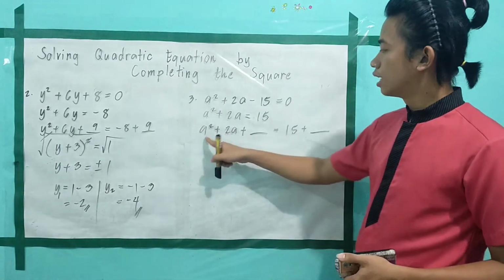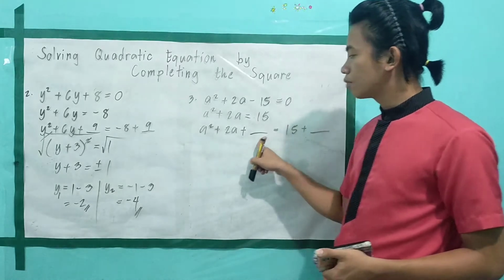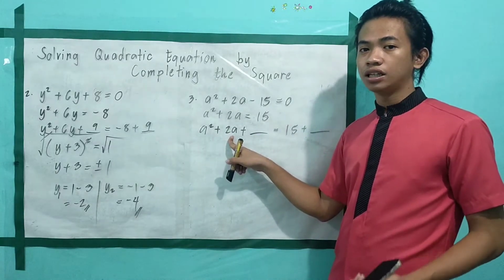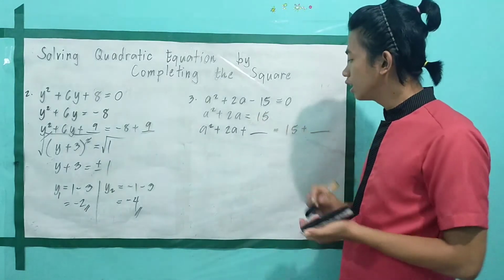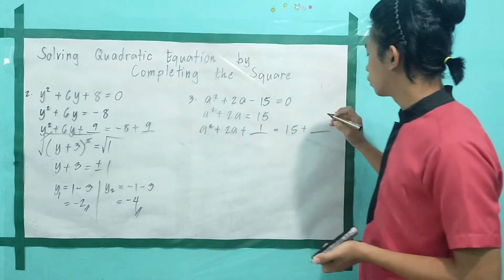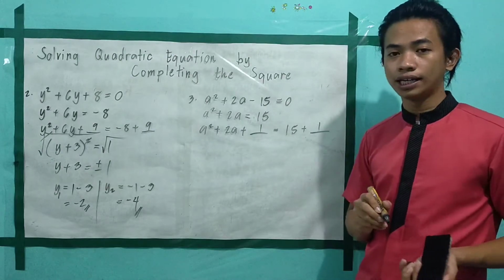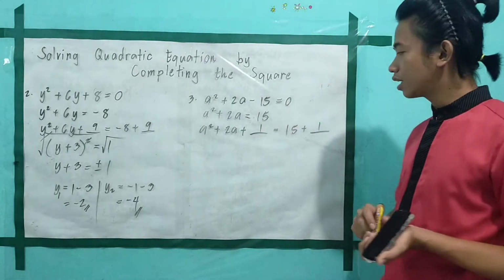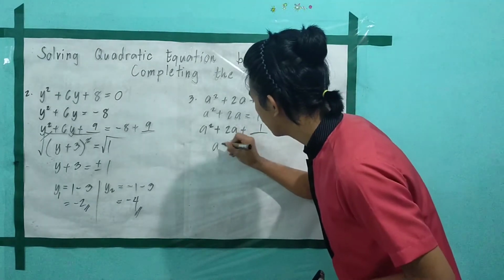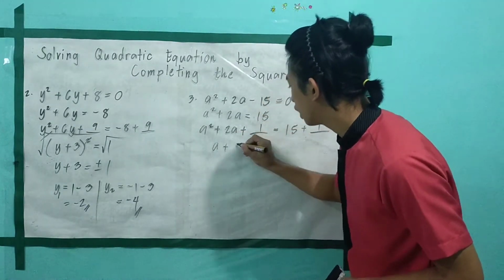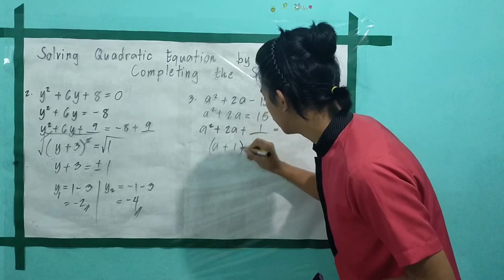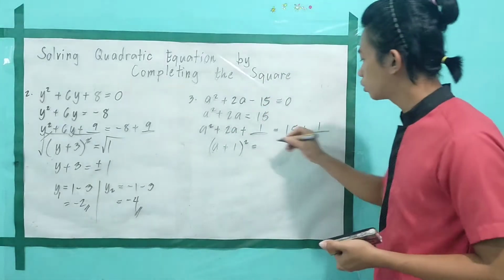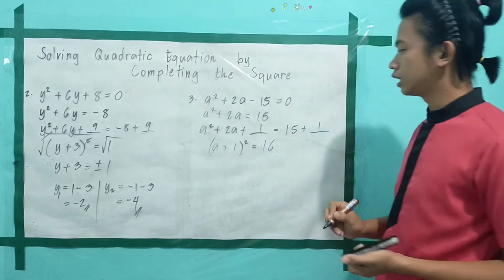Next, paano siya gawing perfect square trinomial? 2 divided by 2 is equal to 1. Square natin yung 1, magiging 1. So mag-add tayo both sides ng 1. Since perfect square trinomial na to, i-factor out lang natin. Magkakaroon tayo ng a plus square root of 1, we have 1, then square. So yun yung factor out niya. Then 15 plus 1 is equal to 16.